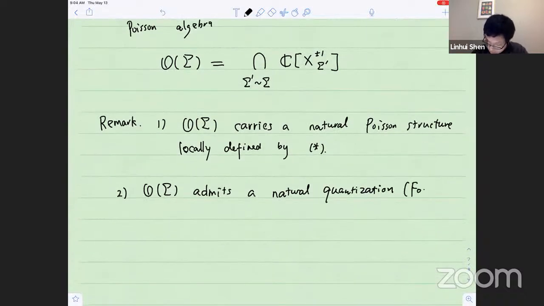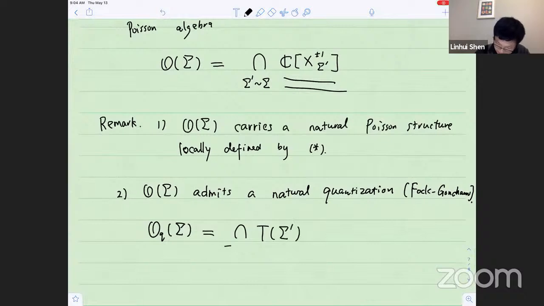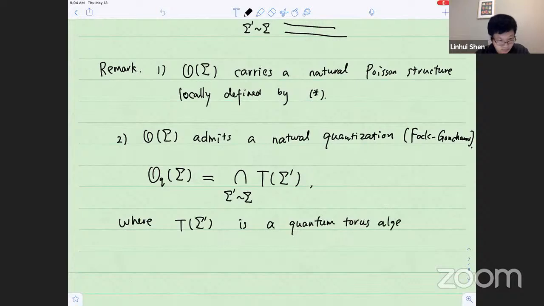Again, this is following the work of Fock and Goncharov. The construction is similar, so this is called O_q sigma. Locally, we can replace this polynomial ring by some quantum torus algebra, and then you can just consider the intersection of them. So we have this T sigma prime, a quantum torus algebra which quantizes the polynomial ring.